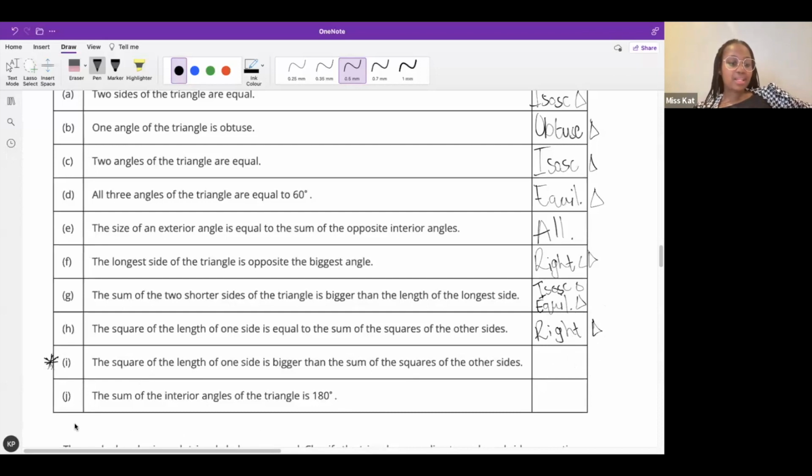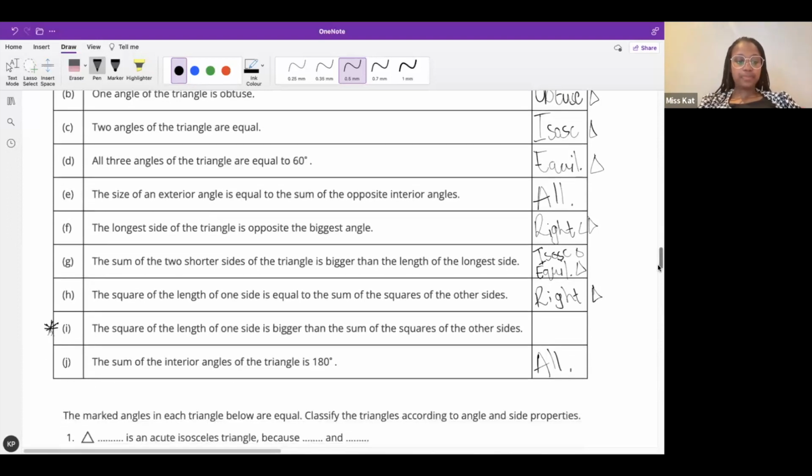Okay. And then let's go to J. Sum of interior angles of a triangle is 180. When does that apply? Thank you very much. All triangles.